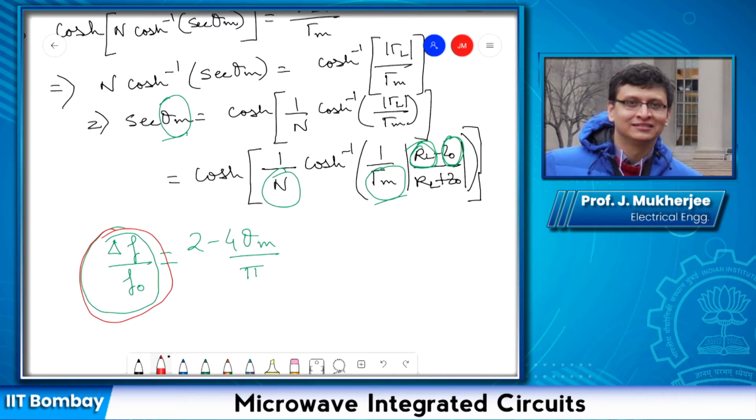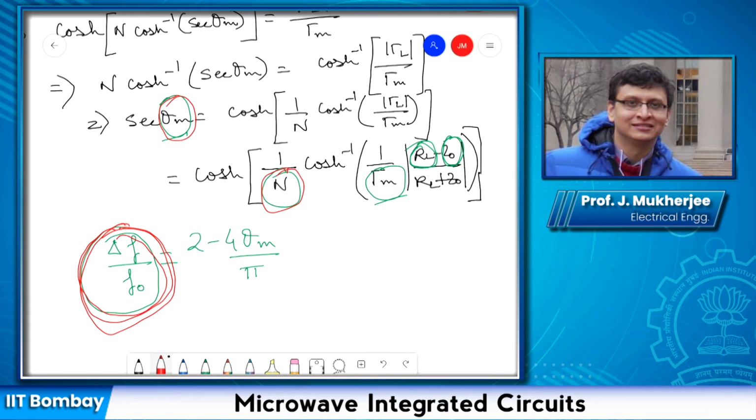If not, then you increase n to 2, then again find out theta m, again find out delta f upon f0. This way, go on increasing the value of n till you get to a point where your fractional bandwidth obtained is either equal to or more than what you need. It should be more than what you need. That particular value of n is the required order of your prototype function. And as usual, the order corresponds to the number of sections that are needed in the multi-section transformer.